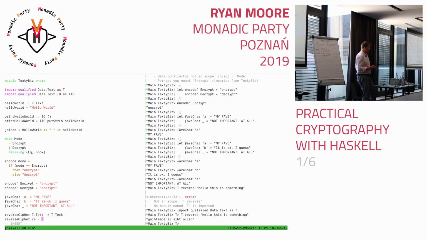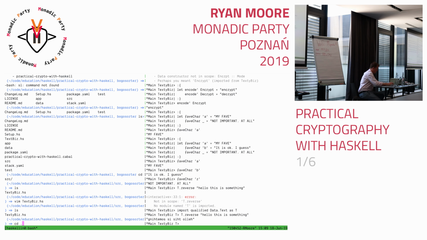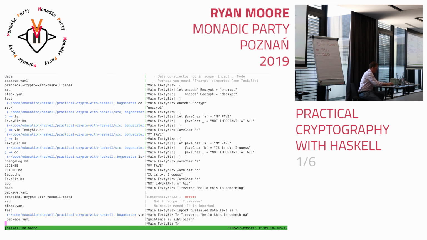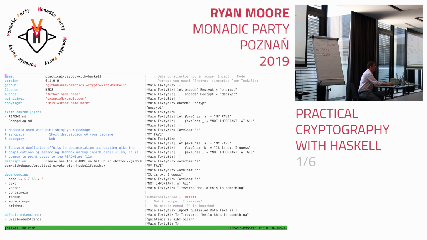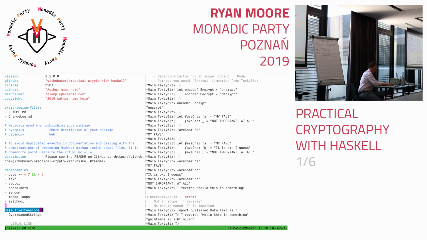Is there a way to quickly enable overloaded strings also in GHCi? Yes. So, if you're using stack, in the package.yaml file, you can add default extensions with OverloadedStrings.